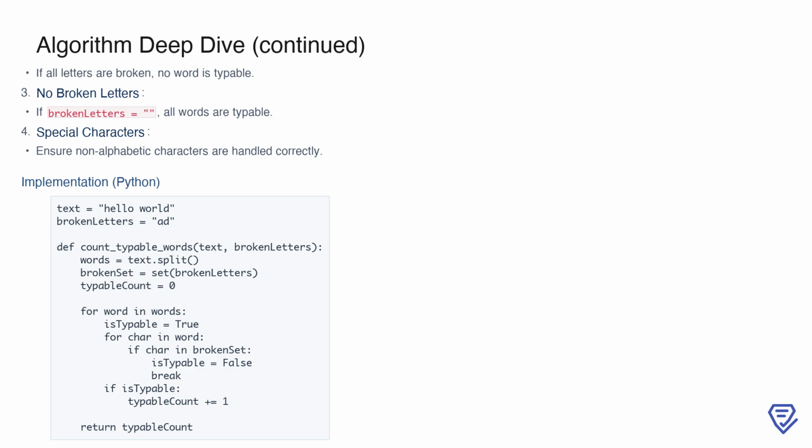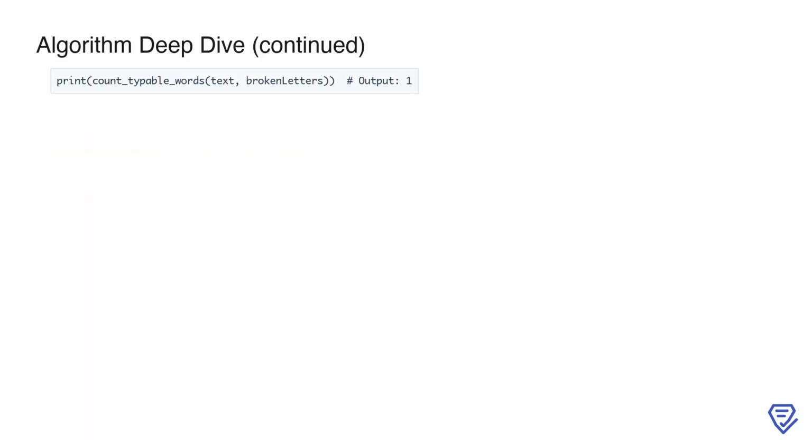Here is the Python implementation of the solution, which combines all the steps we've discussed. In the implementation, we define a function count_typable_words that takes text and broken_letters as inputs. The function splits the text into words, converts broken letters into a set, and initializes the typable count to 0. It then iterates through each word, checking its characters against the set of broken letters. If a word contains no broken letters, the counter is incremented. Finally, the function returns the value of typable count.